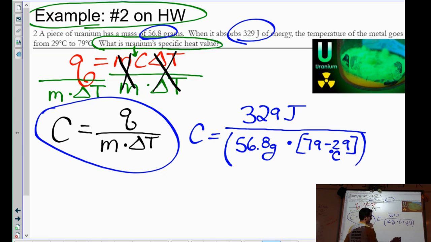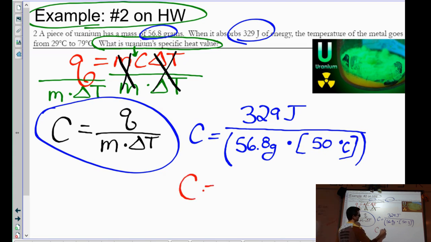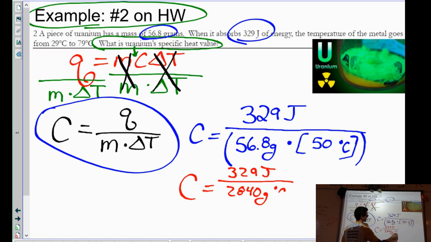Try to get that in there. There we go. 50 degrees Celsius. No big deal. All right. Cool. Now if we're doing this math, let's see, we have everything we need. 329 joules divided by 56.8 times 50. My calculator says it's 2840. I'm going to put units of grams degrees Celsius because those are my units there.